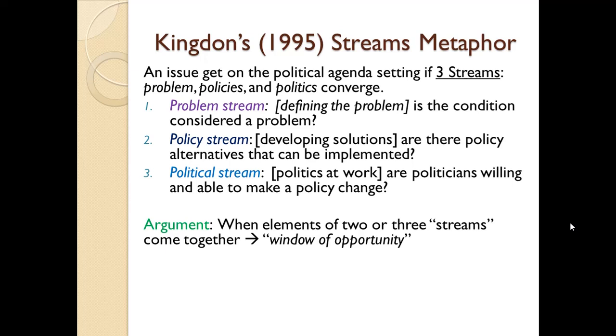There is the policy stream, where the concern is developing solutions, and therefore the question there would be: are there policy alternatives that can be implemented to address a particular problem, if that problem is known or defined by different actors? And of course, the policy stream could also result from previous policies that have been implemented. So in that case, you could refer to the incrementalism model of policy making.